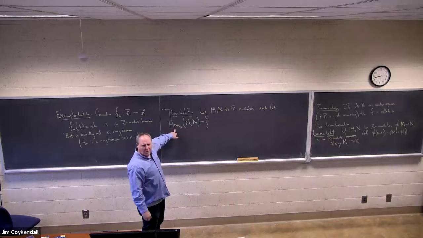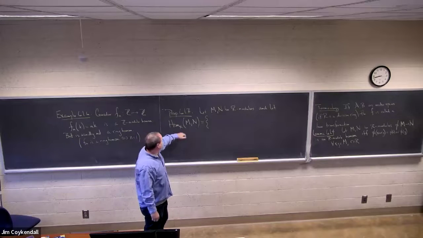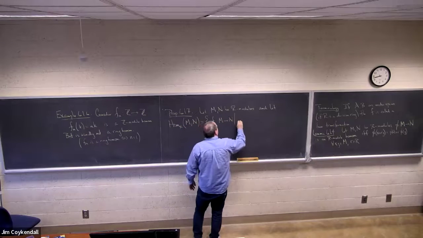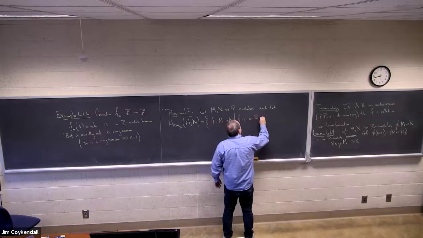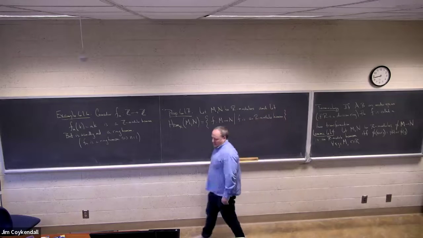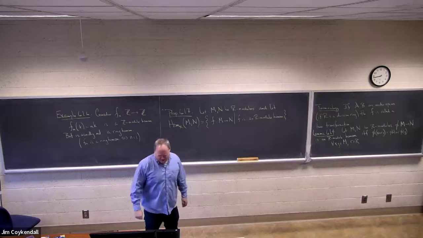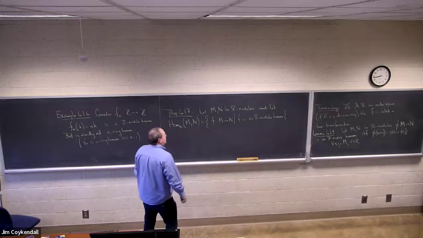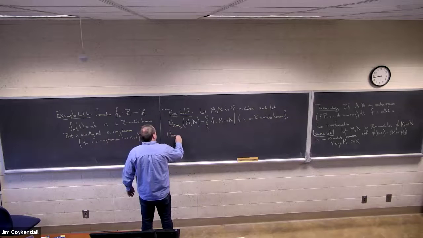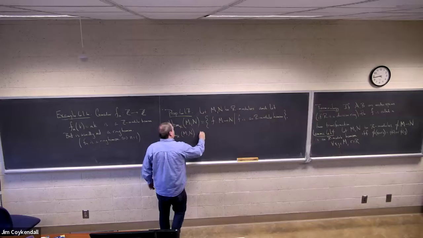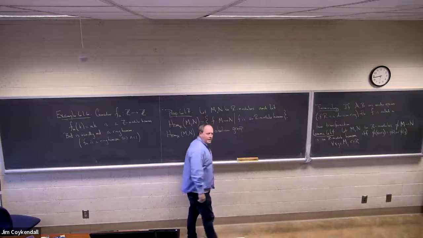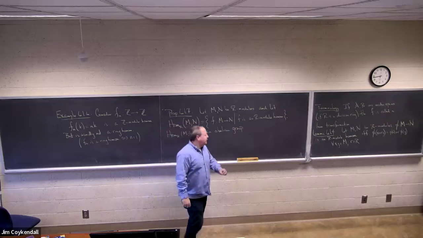Hom means homomorphisms. Sub R means the R module homomorphisms. So this is the collection of all F from M to N such that F is an R module homomorphism. I guess let me be precise about what I mean by this.